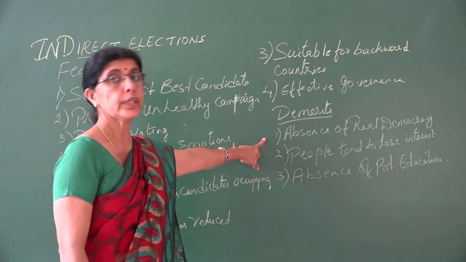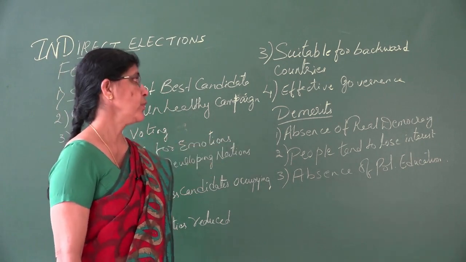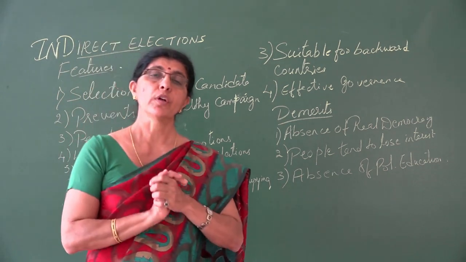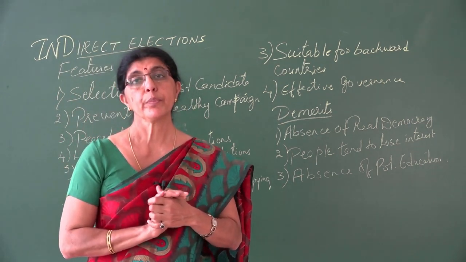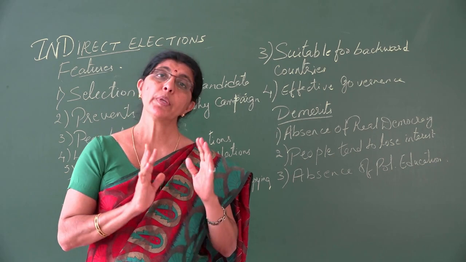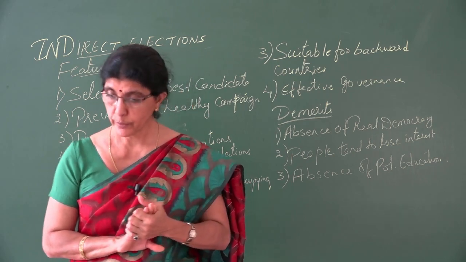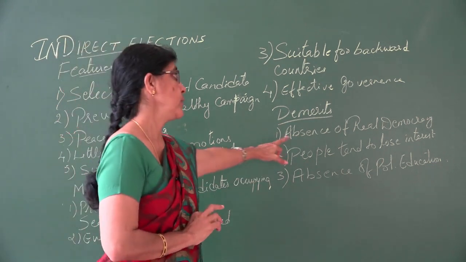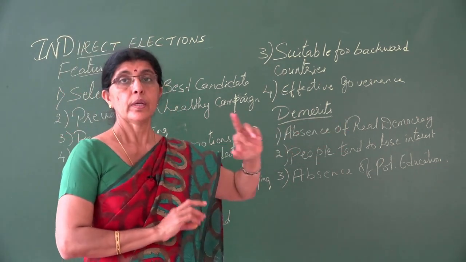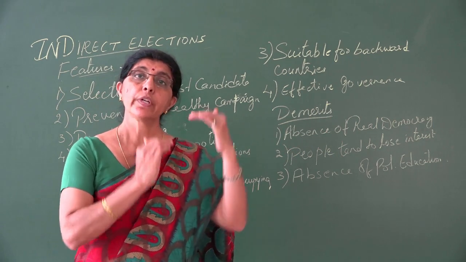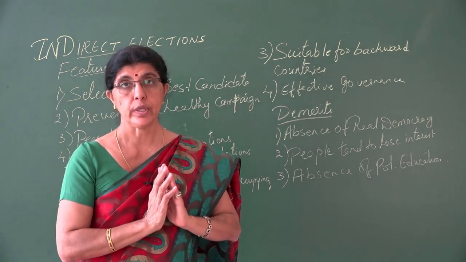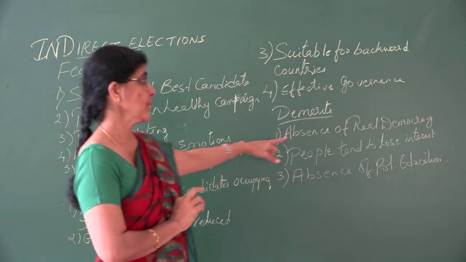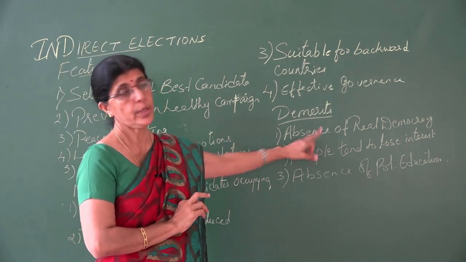Next, we come to the demerits. Absence of a real democracy. The idea of a democracy is government of the people, by the people, and for the people, where public opinion plays a very important role. But here, not all the people are involved in the election of the President of India. Only a section of the electorate is being used. Hence, it becomes not a proper democracy.